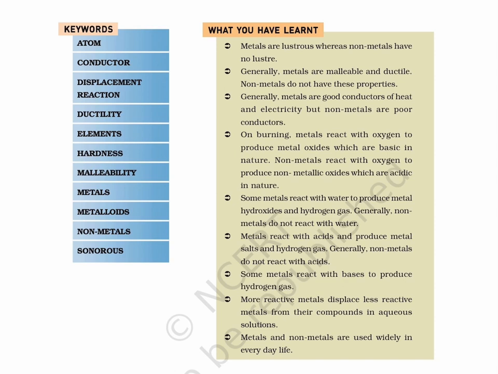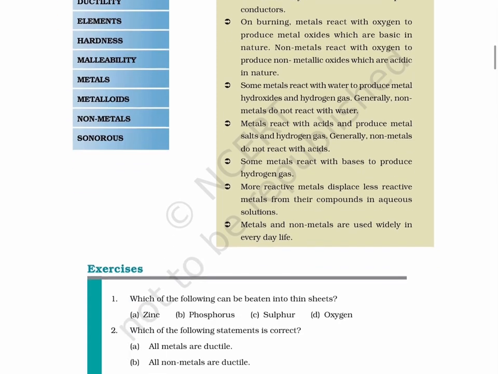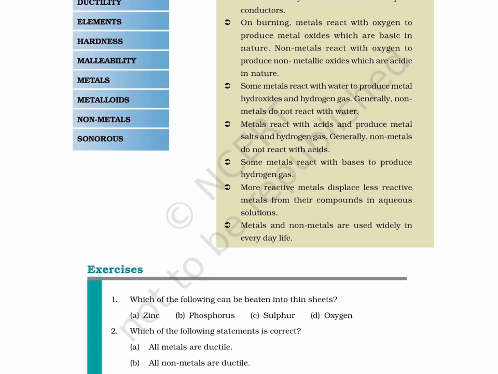On burning, metals react with oxygen to produce metal oxides, which are basic in nature. Non-metals react with oxygen to produce non-metallic oxides, which are acidic in nature. Some metals react with water to produce metal hydroxides and hydrogen gas. Generally, non-metals do not react with water. Metals react with acids and produce metal salts and hydrogen gas.